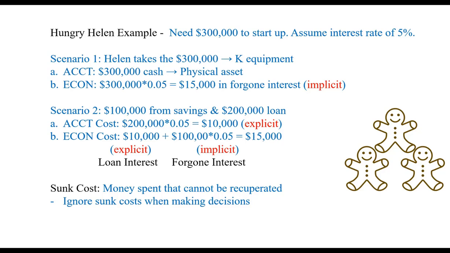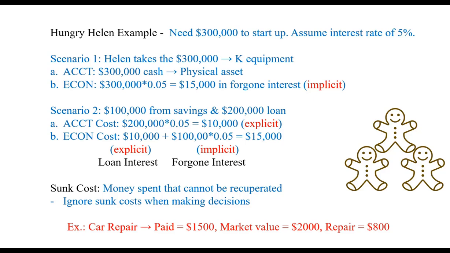So I'm going to use an example here. Pretend you bought a car and that car cost you $1,500. The current market value of the car is $2,000. Now you're having some issues with the car that make it seem like you probably are going to need a kind of expensive repair where you need to get the transmission fixed, and that repair would cost $800. Should you make the repair or not?